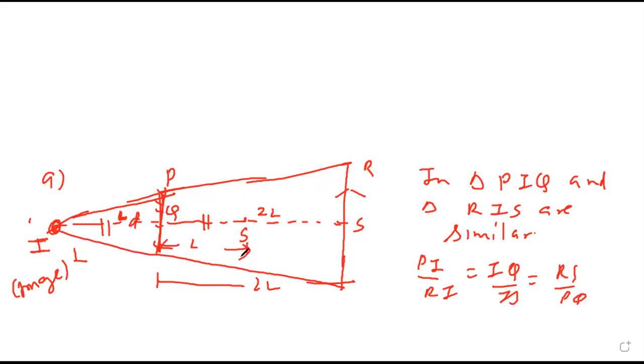PI distance, RI distance, I don't know, so I'm forgetting this ratio. Neither do I know PI nor RI. But I to Q is L and I to S is 3L, correct? Yes, sir. R to S distance I don't know. P to Q is half, D by 2. So L, L cancel. Therefore we get RS equals to D by 3L, and RS is D by 2.